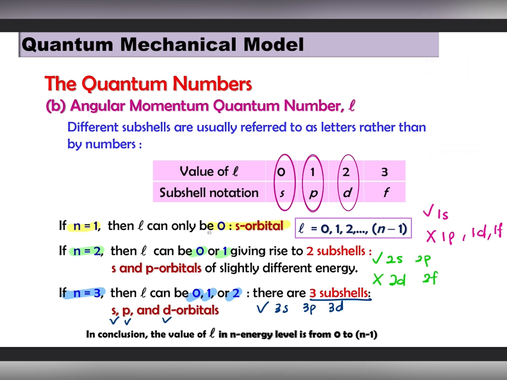Okay, so untuk N equals 3, remember dia akan start pada 0, 1 and 2 is dia punya maximum because of this N minus 1 just now yang kita dah belajar. And means if you have N equals 3, dia boleh ada 3 subshells. And apa subshell tu? 3S, 3P and also 3D orbital.